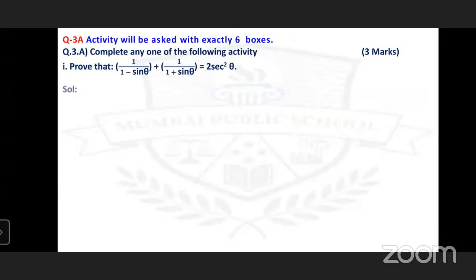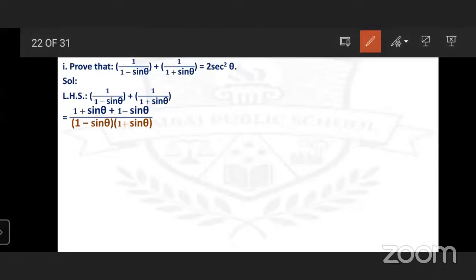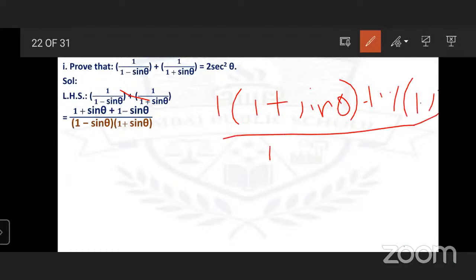So see solution. First we consider left hand side. Left hand side is 1 by 1 minus sine theta plus 1 by 1 plus sine theta. This is given. Now, next we take the LCM or we cross multiply. So cross multiply here 1 into 1 plus sine theta plus 1 into 1 minus sine theta, and divided by dash is given. In this dash we write 1 minus sine theta plus 1 plus sine theta.